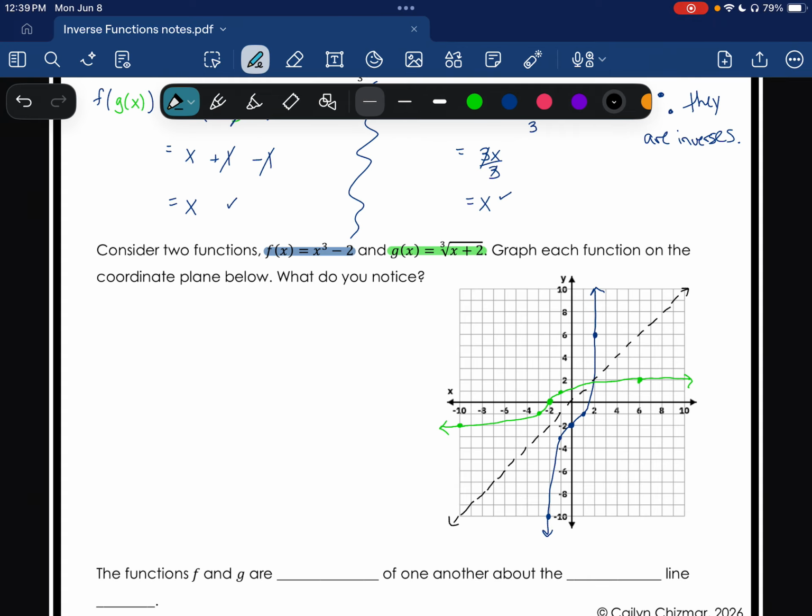So what did we just discover? We discovered the functions f and g are reflections of one another about this line, called the identity line, because whatever you plug in is what you get out. You get itself, right? So it is considered an identity. Alrighty.